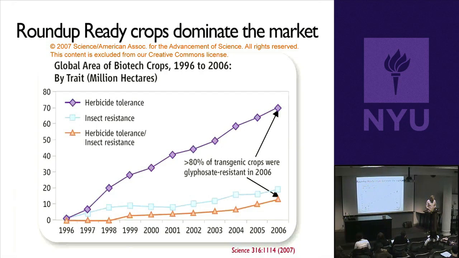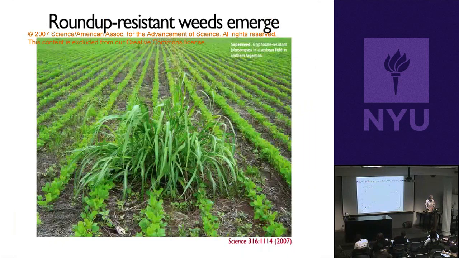The widespread use of Roundup, which I haven't said the name yet, but this is the chemical name of Roundup. It's glyphosate. The widespread use of this chemical has, as I said, started to lead to the emergence of superweeds. Okay, so here's a picture of a superweed, right? So this is in a field of soybeans.